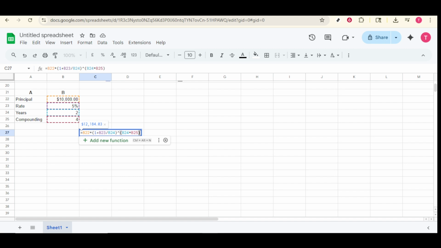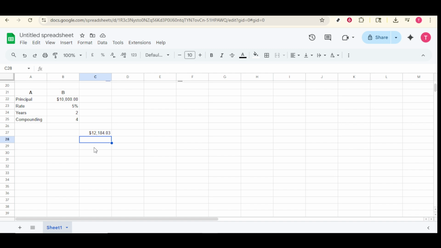Once you hit enter, Google Sheets will compute the amount with compound interest factored in, based on your inputs. You'll see the result, clearly demonstrating how much your initial investment grows given these particular parameters. Adjust your inputs to explore different scenarios. It's simple to see how the interest compounding frequency, rate, time, and initial amount interplay to affect your final earnings.